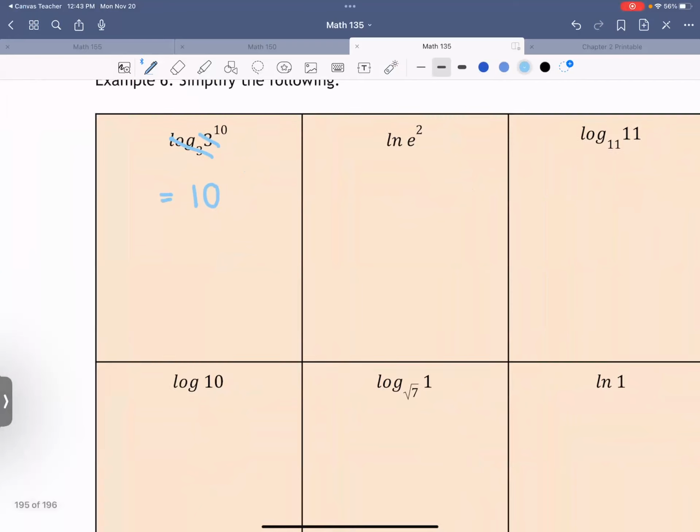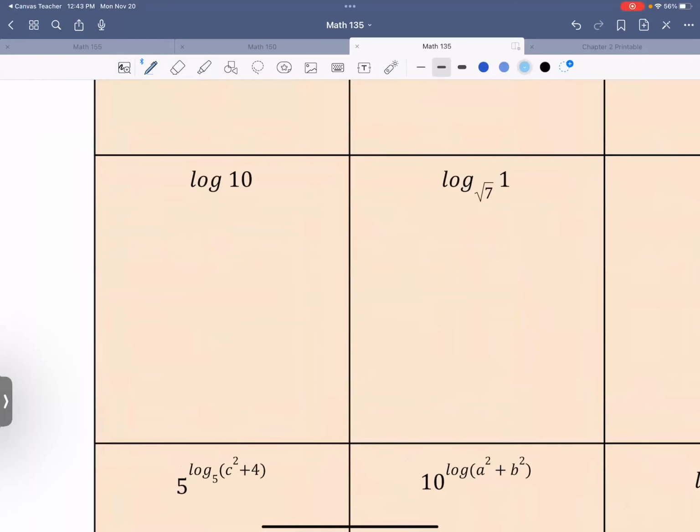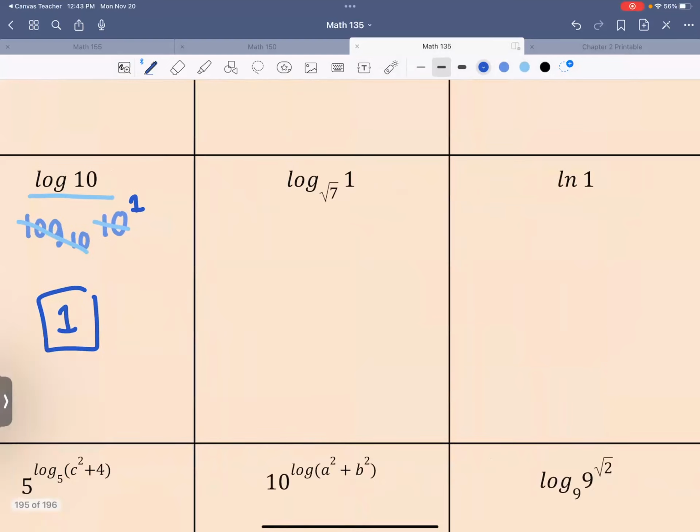All right. Let's skip over to this one. Let's do log 10. Now, what is the base, even though it's not written? 10. Good. So this is log base 10 of 10. What cancels out? Everything. And what am I left with? Actually 1, right? Because this is 10 to the first power. We're left with 1. Okay. Let's do log square root of 7 of 1. What is the log of 1 no matter what? 0, right? So that one is literally just 0.